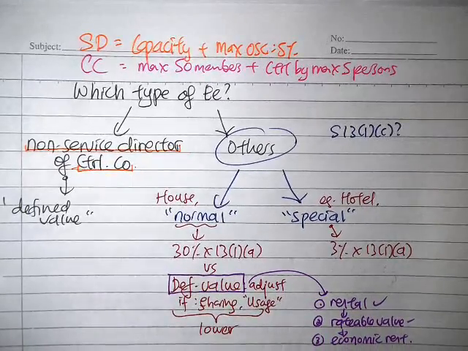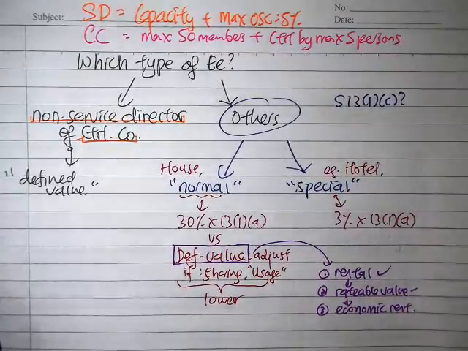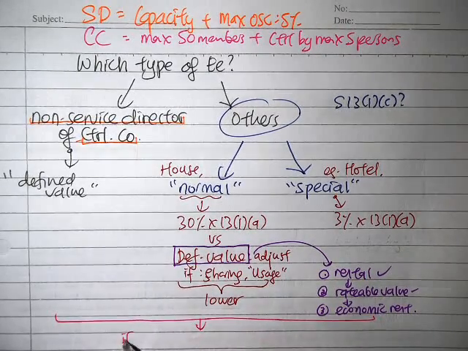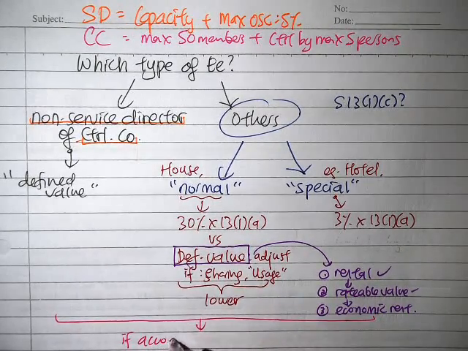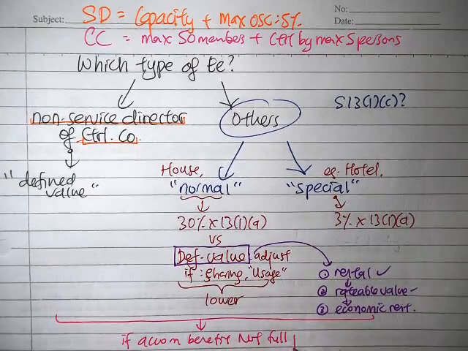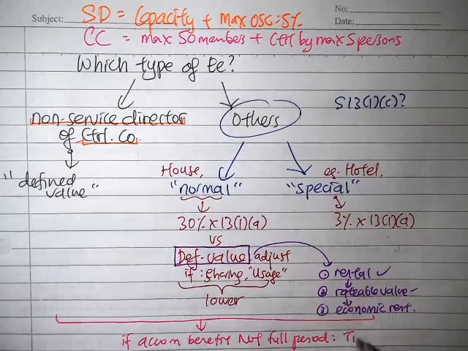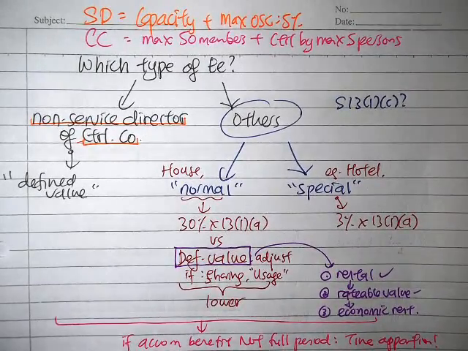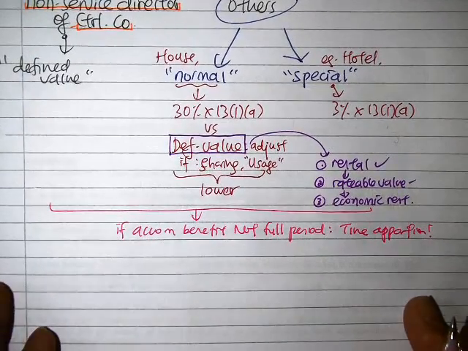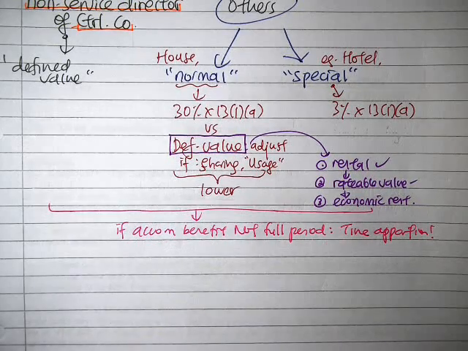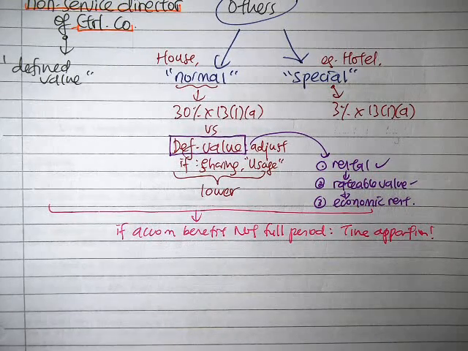Now of course, you might not be given accommodation for the entire basis period, so always remember that if your accommodation benefit is not given for a full period, then please time apportion your value. Alright, now generally the rule is pretty straightforward. Just remember, this is the main rule. Okay, so from here you just apply them to the figures.